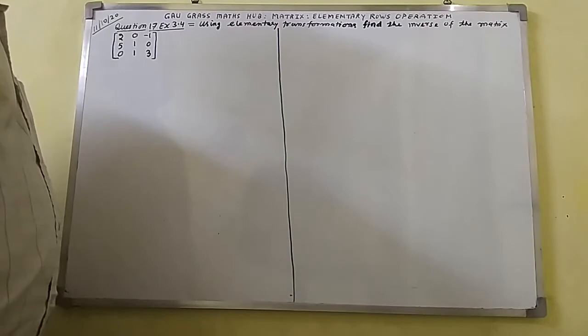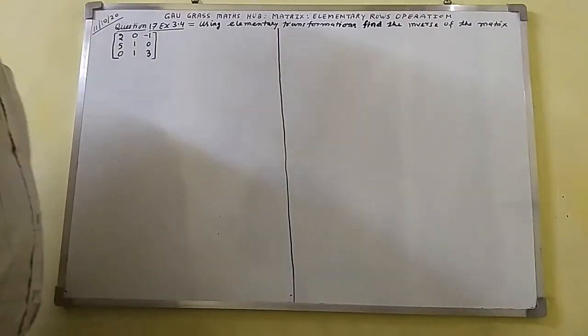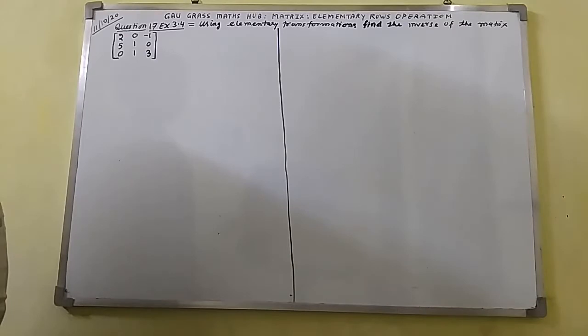Today I am going to discuss one question that has been taken from Matrix NCERT 12 Mathematics. That question is question number 17, exercise 3.4: using elementary transformation, find the inverse of the matrix. The elements of first row are 2, 0, minus 1. The elements of second row are 5, 1, 0. The elements of third row are 0, 1, 3.